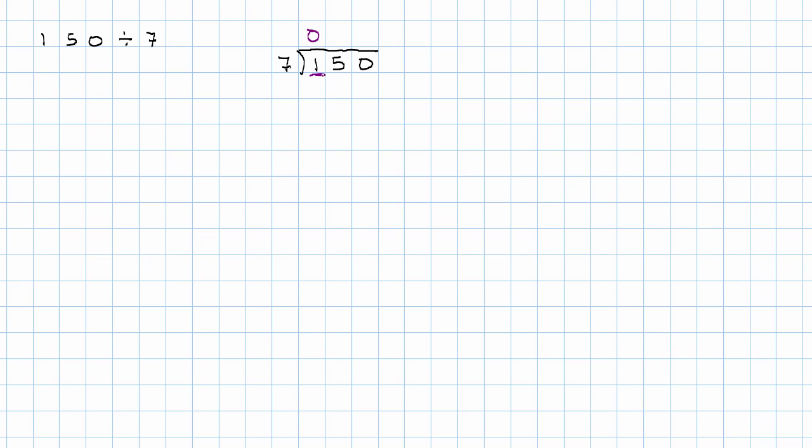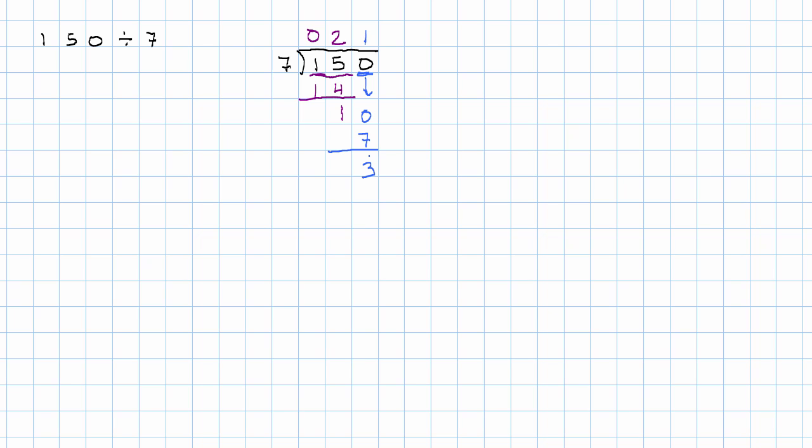7 goes into 15 then, twice. Right, if I have 15 things, I can make 2 groups of 7, because 2 times 7 is 14. Only one thing left over. Now we go to the next digit, the 0. If I have 10 things, I can only make one group of 7. And I have 3 things left over. What do we do with that? Well, we have some choices.